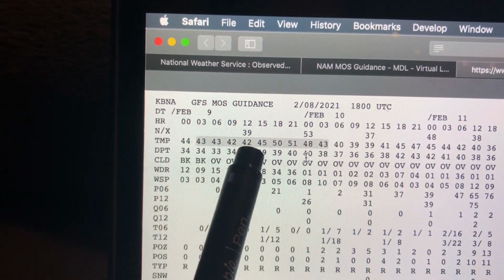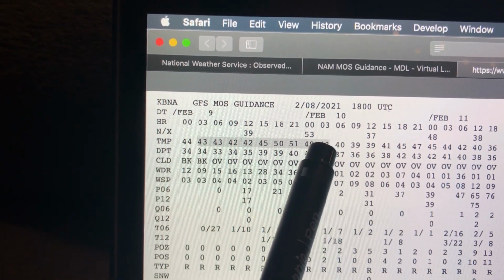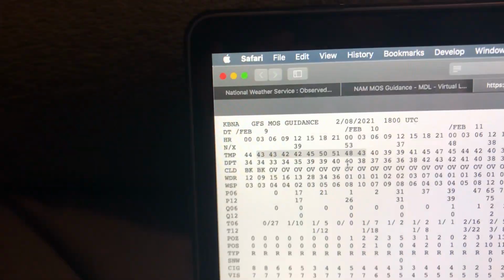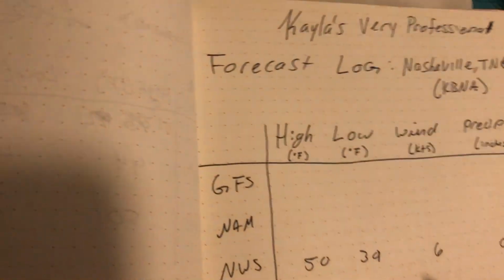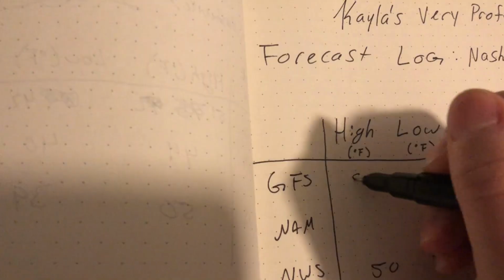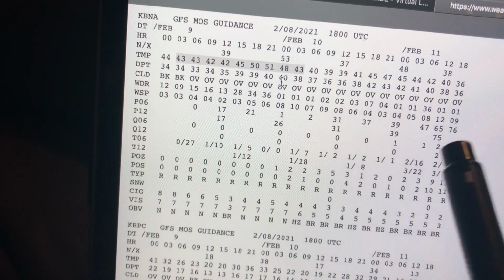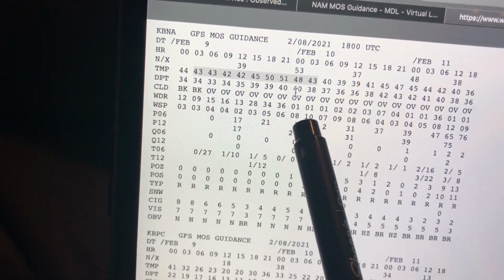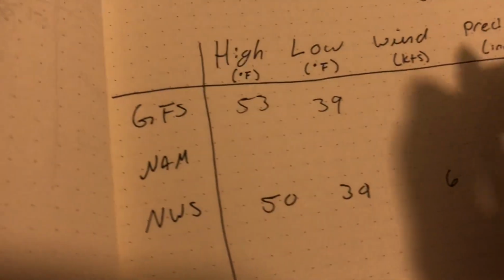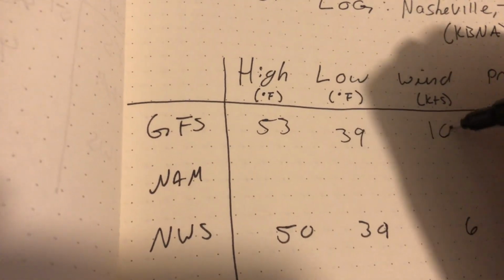So we've got 39 degrees Fahrenheit and 53 degrees Fahrenheit is what the GFS is calling for. So, going over to our handy little thing here, we are going to write down 39, 53, and go to wind speed. The highest one is 10 knots. So, going back over here, going to write down 10 knots there, and precipitation.